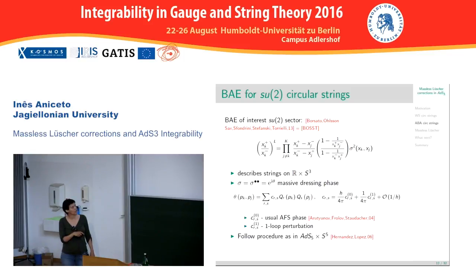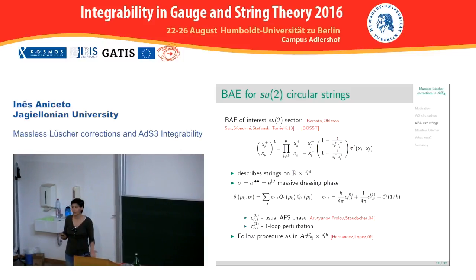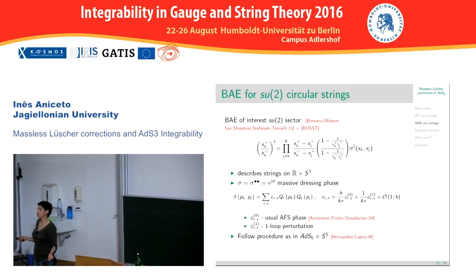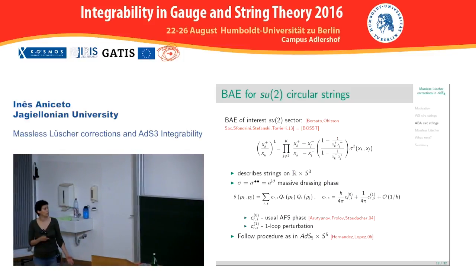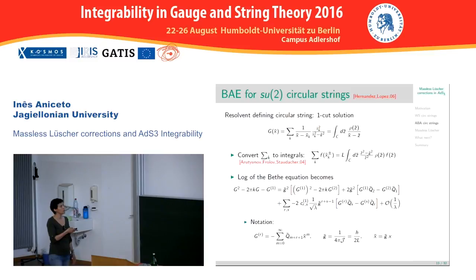Because we are in the SU2 sector, the dressing phase is basically the massive scattering dressing phase, which Olof mentioned early this morning. And so this theta is basically the expansion of the dressing phase. Again, you have the regular AFS phase, and then you have your one loop perturbation of the dressing phase. And now what I can do is basically follow exactly the same procedure as Hernandez-Lopez for circular strings that was done in ADS5 cross S5.